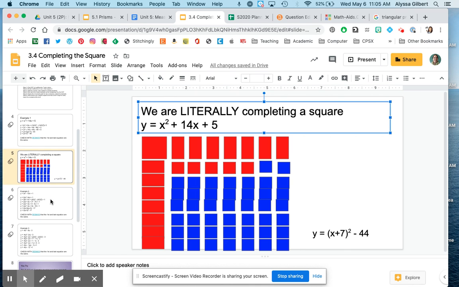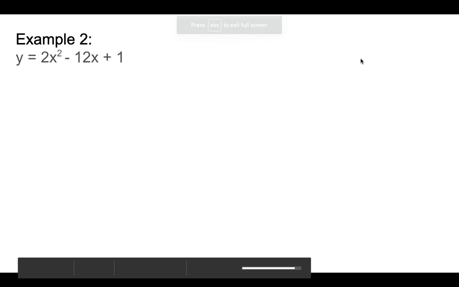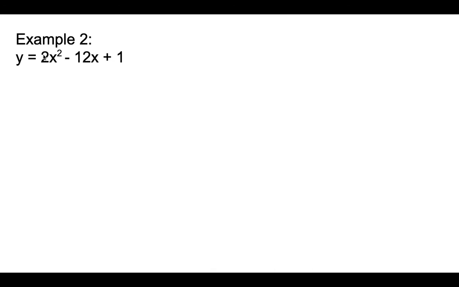Okay, so let's go back and do some more examples. These ones will have a number in front of the x squared. So remember, our first step is to find the greatest common factor of just the number of the first two terms. So I'm going to take out a 2, leaving me with x squared minus 6x plus 1.